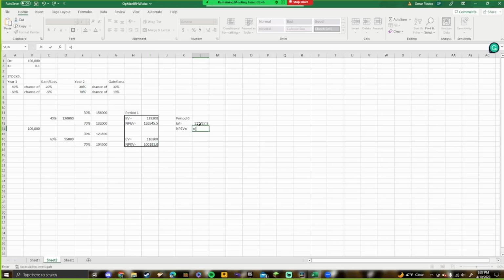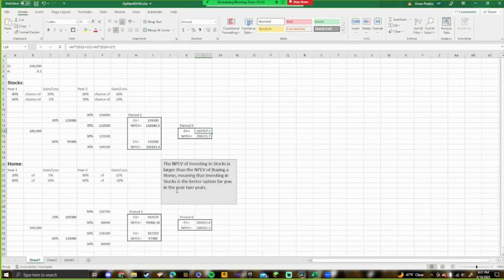First, we're going to open the parentheses. There we go. Then we're going to divide this by 1 plus the k value, like before. Close all the parentheses off, and then we add it to 100,000. 296,115.7. And there we go. 296,115.7. Now this is the important number.